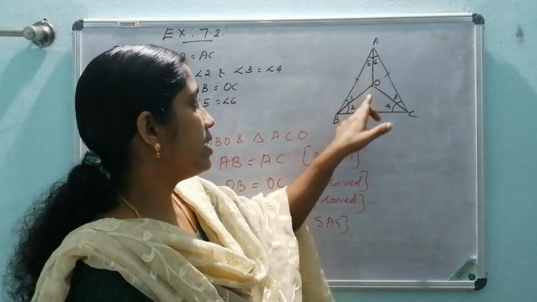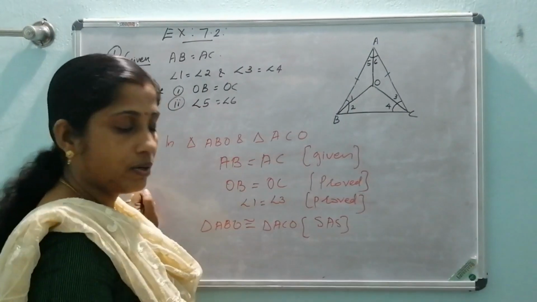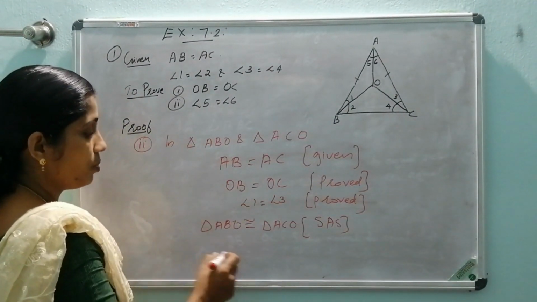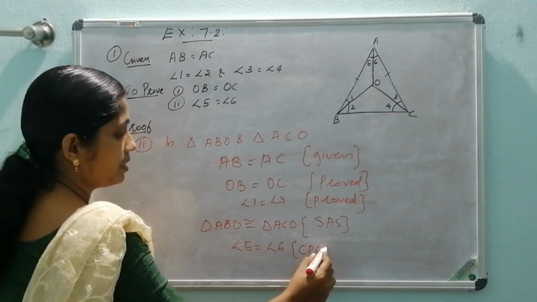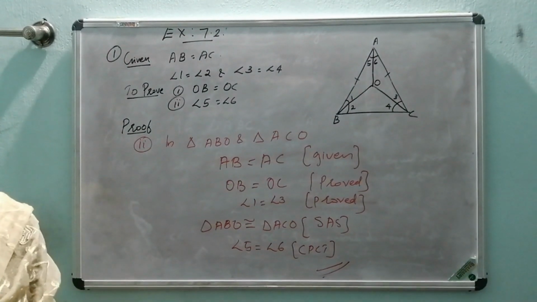Otherwise, we can prove by the SSS congruence rule that the triangles are congruent. Triangle ABO is congruent to triangle ACO. So we can say that angle 5 is equal to angle 6 by CPCT. Thus the question is proved. Then we can move on to the next question.